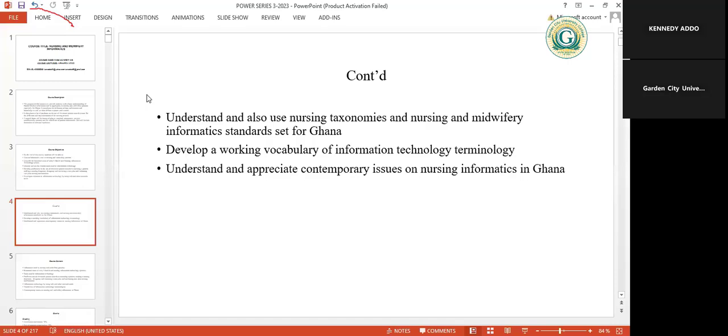We are going to look at the needed nursing terminologies as we try to classify them for the purpose of easy understanding and the way nurses will be able to provide the needed communication among healthcare team members. So we are going to scrutinize that. Then we also look at contemporary issues of today's nursing and midwifery informatics in Ghana. So when we talk about the contemporary issues, we are going to look at the challenges that are so pervasive when it comes to the use of technology among nurses and midwives in Ghana.